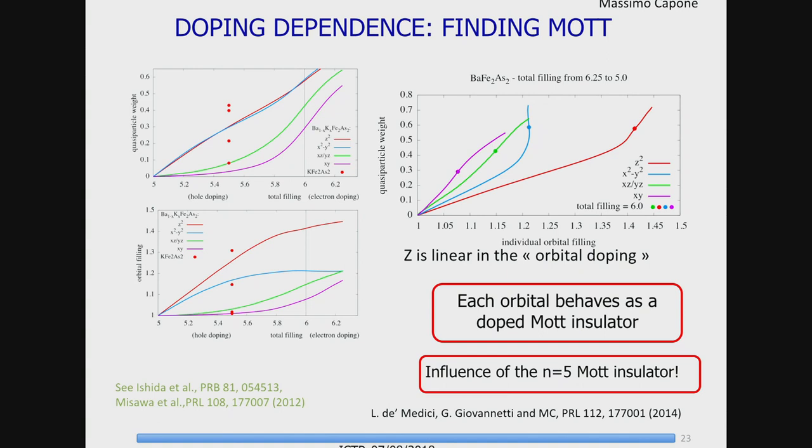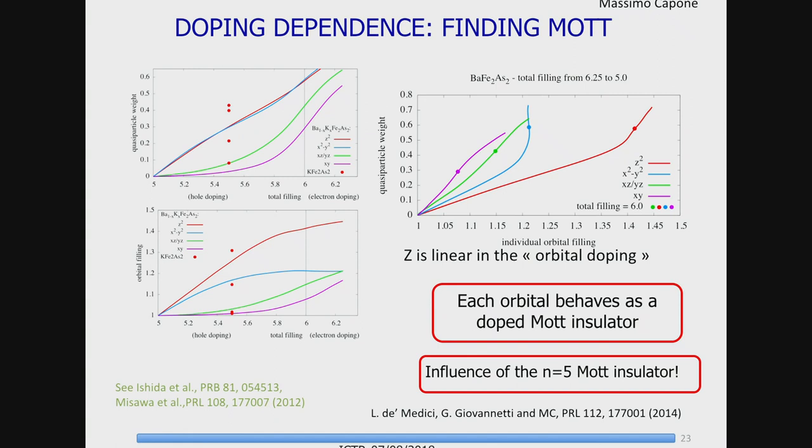Now I can do a little exercise. I can plot also the filling of individual orbitals. Clearly here overall the density is 6, but it splits somehow between the orbitals. So I play this game, I obtain this thing. And you can see already that the orbitals which have, for example, a smaller Z like the XY here, are also those which have a smaller filling. So now I can plot the Z of the individual orbital as a function of its individual filling. And as you see, all this thing gets much simplified with respect to the original picture.